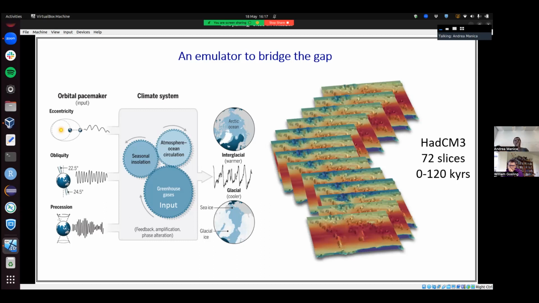But overall, when you just consider the model as a black box, the concept is pretty straightforward. You put in some inputs and some outputs come out. So what we did was think that if we had run that HAD-CM3 model multiple times, in this case 72 times, with a variety of input parameters, we might be able to build a statistical model that would allow us to predict what the model would do if we were only to change some of those parameters.